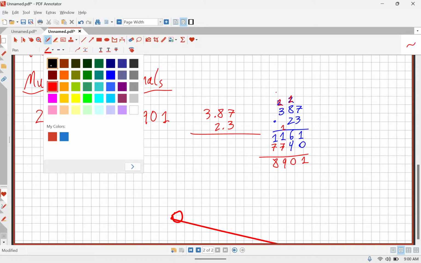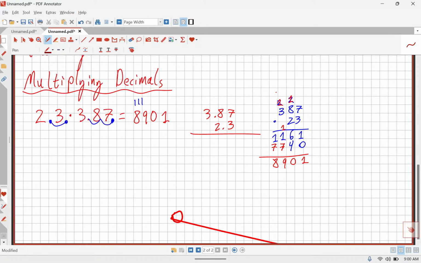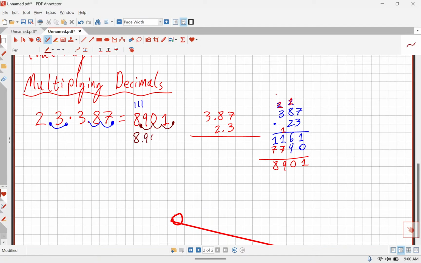But here's the thing, Addie. How many times did I move the decimal before I started my problem? 3. So now we have to put the decimal, 1, 2, 3, back where it goes to be 8.901. How many of us got 8.901 for that?